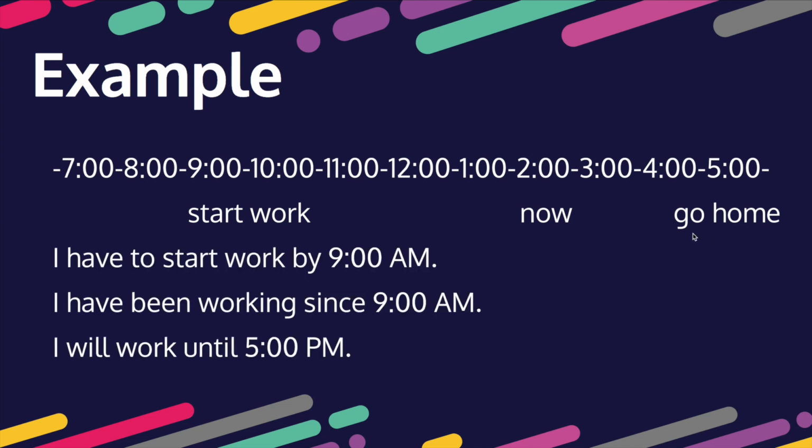Okay, here we go. I have to start work by 9 a.m. because I must be there at 9. This is the latest I can possibly start work. I have been working since 9 a.m. because this is when I started and I'm still working now. And I will work until 5 p.m. Then there's a change, my work is done, and I am no longer working. I get to go home.